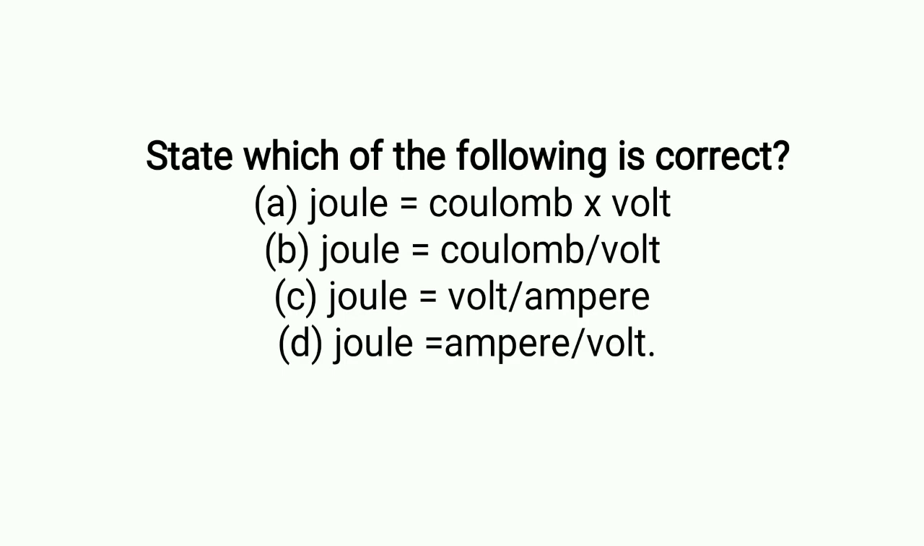So here we know that the formula for potential difference, that is V is equal to work done divided by charge. What they have done is written the units of work done, unit of charge and unit of volt. Now if you arrange that in the correct way, you will get joule is equal to coulomb into volt. So here option A is the correct answer.